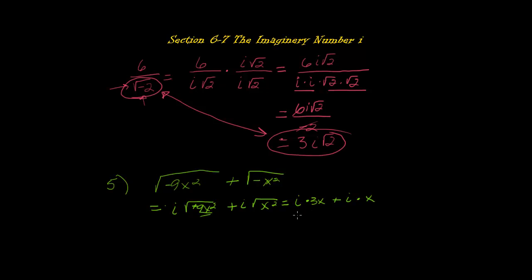Generally speaking, we write this expression in this fashion. This is 3xi plus xi, or this is equal to 4xi. And so what we show is that we can add imaginary numbers i as well.